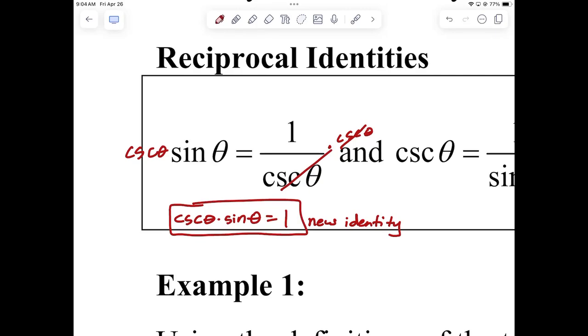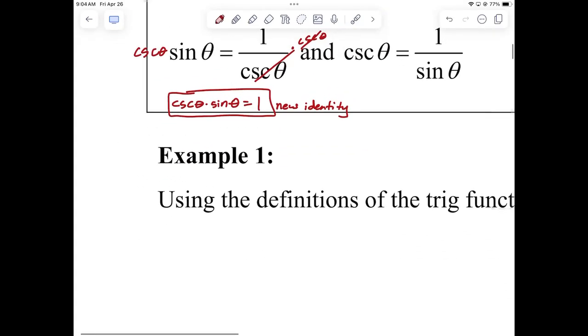Now this should make sense to you, because what's 5 times the 5th? 1. What's the 7th times 7? What's 1 over pi times pi? 1. What's anything times its reciprocal? 1. So because cosecant and sine are reciprocals, their product is 1. Yeah. All right.